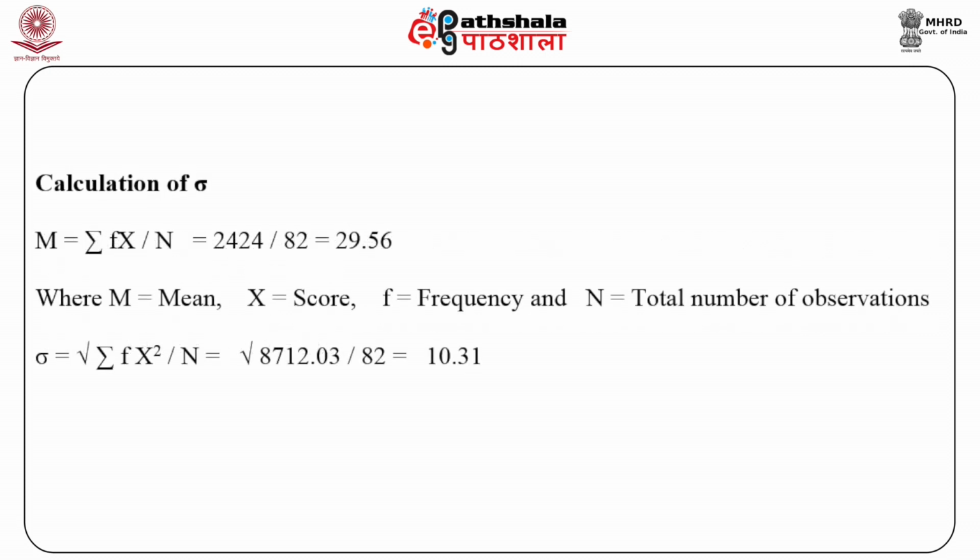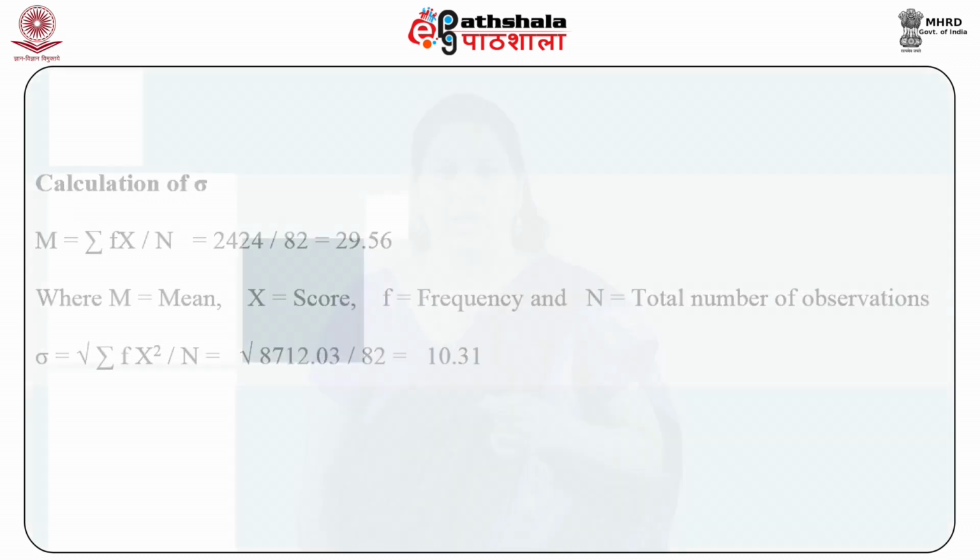Calculation of sigma. M is equal to summation Fx divided by N, which is equal to 2424 by 82, equal to 29.56, where M is the mean, x is the score, f is the frequency and N is the total number of observations. Therefore, sigma is equal to the square root of summation Fx square divided by N, which is the square root of 8712.03 divided by 82, equal to 10.31. See the value of mu from Garrett: for area from mean 0.61 to 0.50, which is 0.11, we get mu is equal to 0.384.